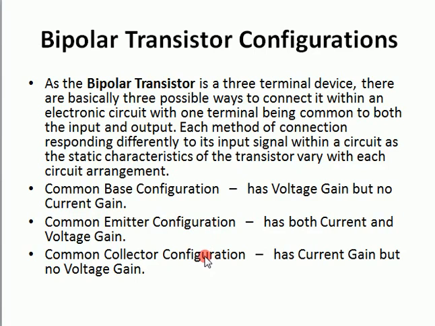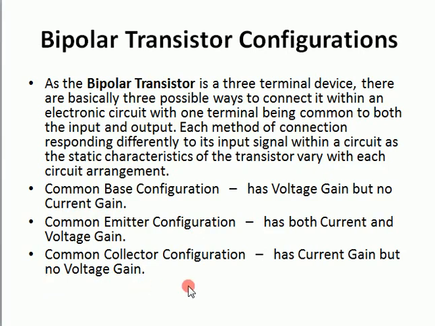So in most common applications, the configuration we use is the common emitter configuration. In this configuration we have many applications of the transistor, and the main application of the transistor in the common emitter configuration is amplification. So when we want to amplify a signal, we use the common emitter configuration. We will discuss these three configurations in detail in the next lecture.